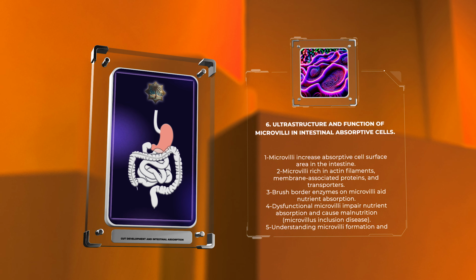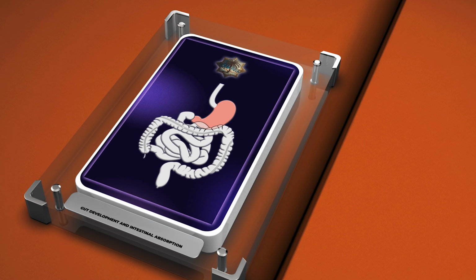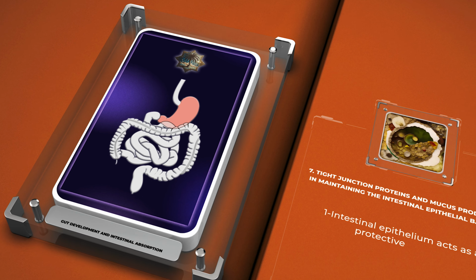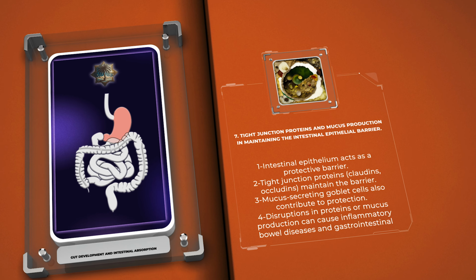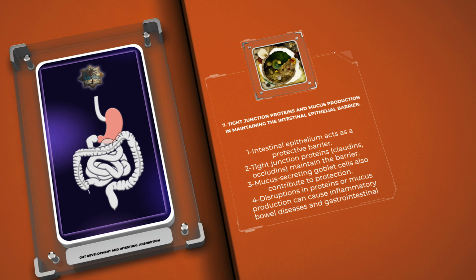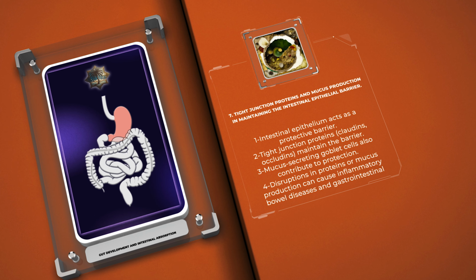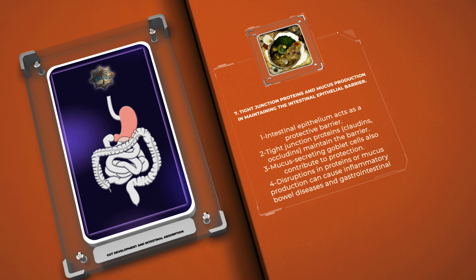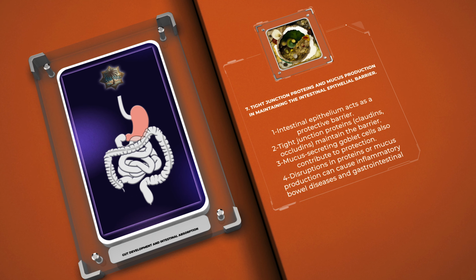The intestinal epithelium acts as a protective barrier, allowing nutrient absorption while blocking harmful substances. Tight junction proteins like claudins and occludins maintain this barrier. Mucus-secreting goblet cells also contribute to protection. Disruptions in these proteins or mucus production can cause inflammatory bowel diseases and gastrointestinal disorders. Understanding these mechanisms is crucial for gut health.